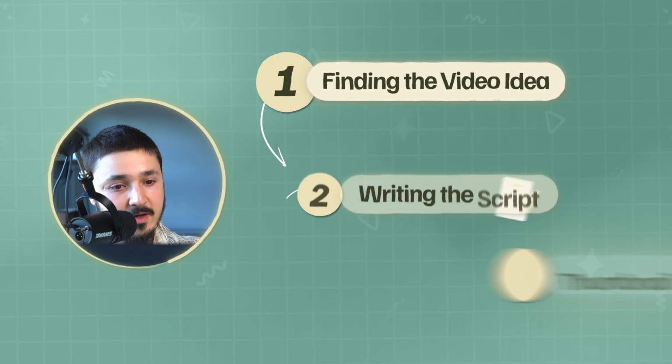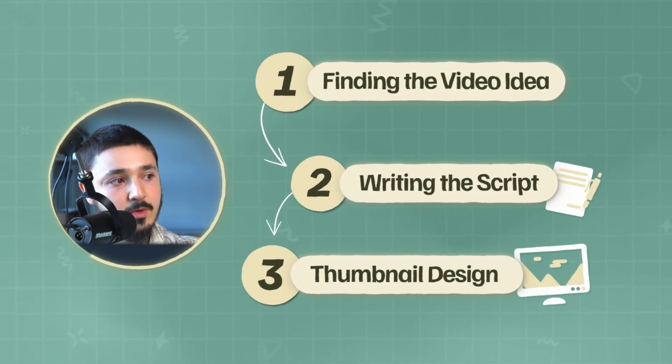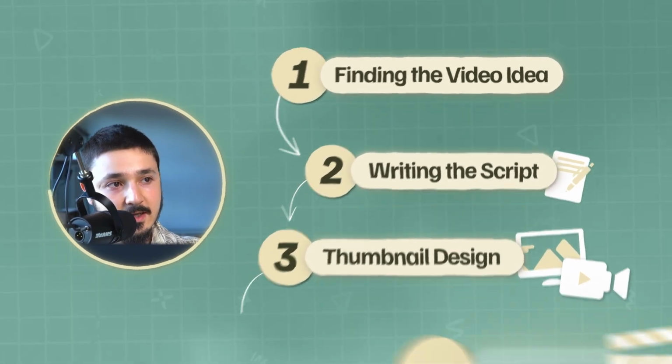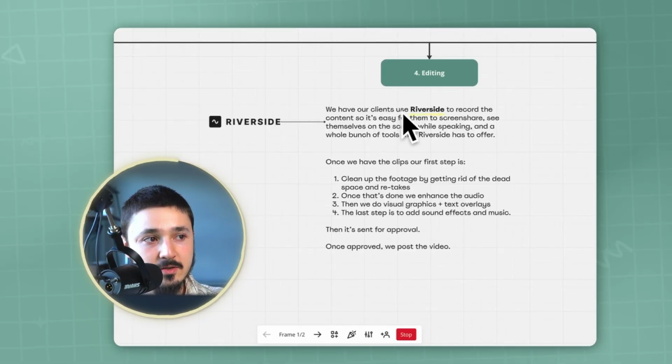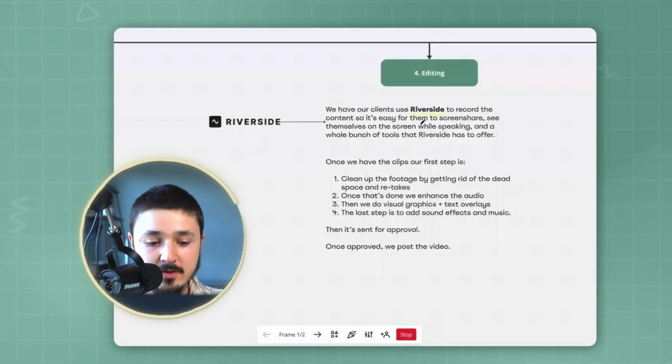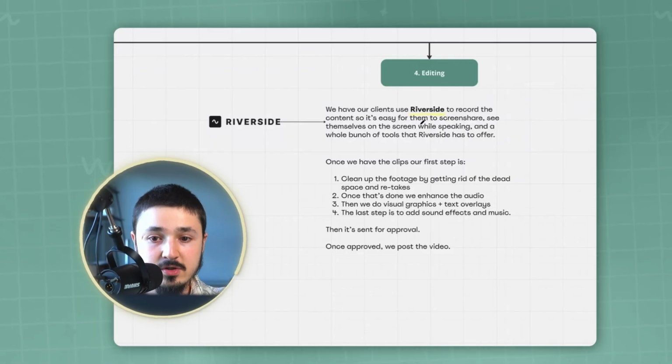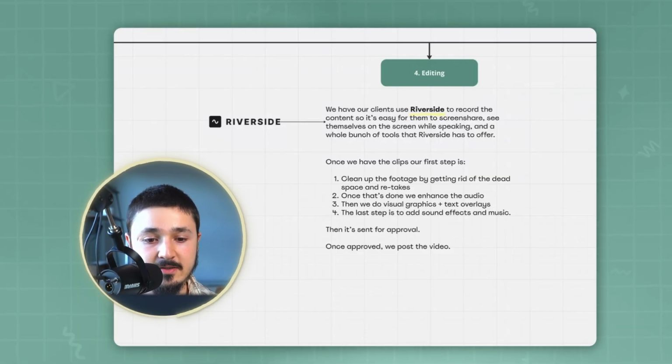Okay, now we have an idea. We have a script, we have the thumbnails, we have the titles, and we have the recording. The next step is editing. So we have our clients use Riverside to record the content. It's easier for them to connect the camera, screen share, and see themselves on the screen while they're speaking, and they have access to a bunch of other super useful tools that Riverside offers.